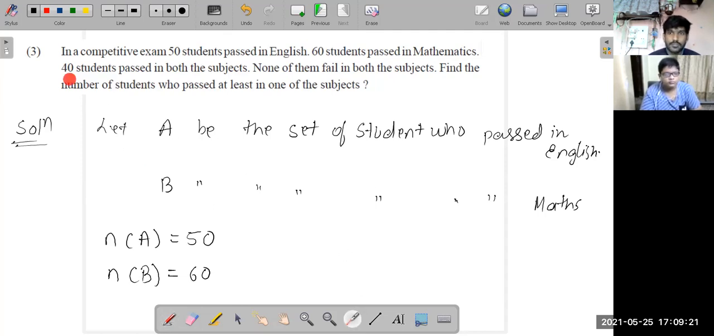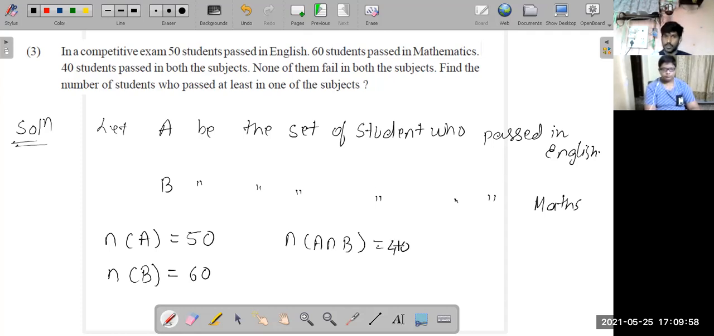And one more information is given. What is this 40? They are saying both maths and English, both. So A union B. Union is all together. Intersection. Yes. A intersection B. So n of A intersection B is 40.